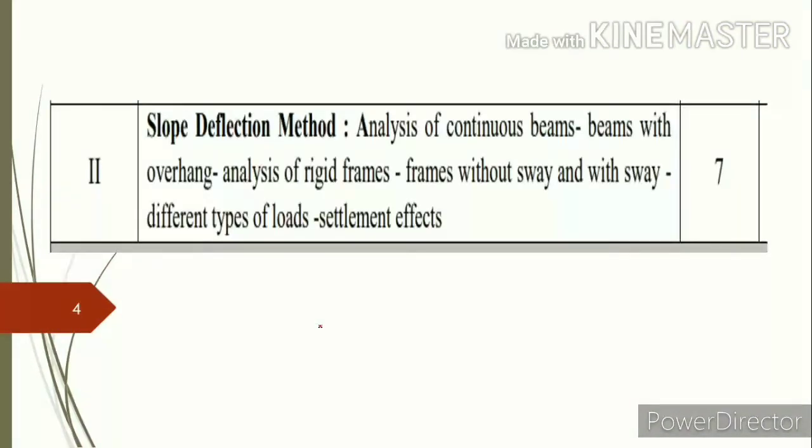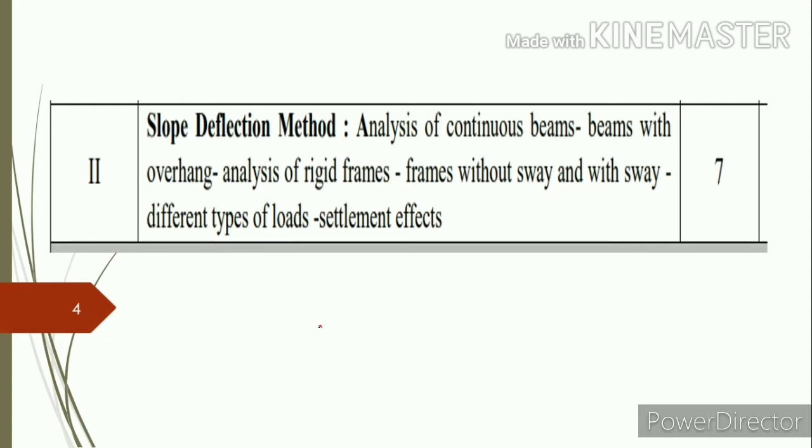Next, in this session, we are discussing the slope deflection method. That is the second module of CE 303 Structural Analysis 2. In the slope deflection method, first we will discuss what the slope deflection method is, what assumptions are used in the slope deflection method, and the sign conventions in the slope deflection method.